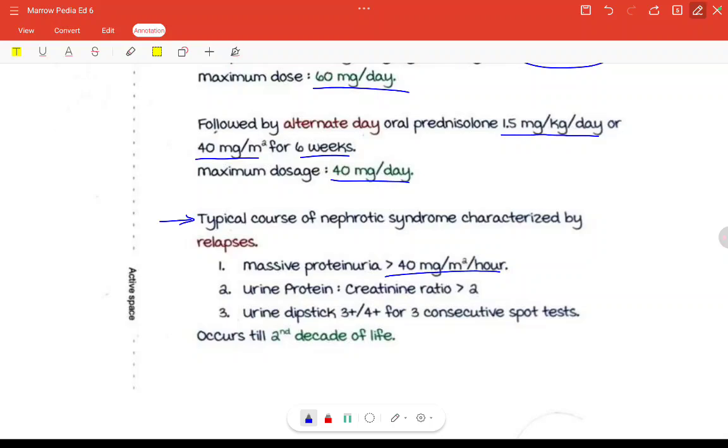She's having a urine dipstick of more than 3, right? 3 plus or 4 plus for 3 consecutive spot tests. When we call it a relapse, this is the criteria to diagnose relapse: massive proteinuria, urine protein creatinine ratio more than 2, and urine dipstick 3 plus or 4 plus for 3 consecutive spot tests. Relapse will occur till the 2nd decade of life. This is very important. Her mother was asking me whether she will be fine when she grows up. Yes, she will be. The relapses will decrease, but relapse will occur till the 2nd decade of life.